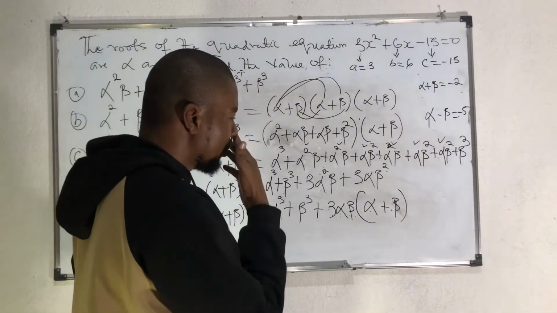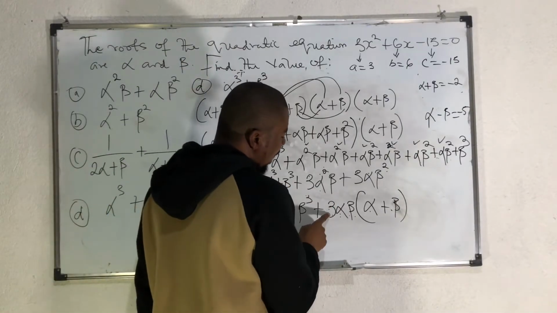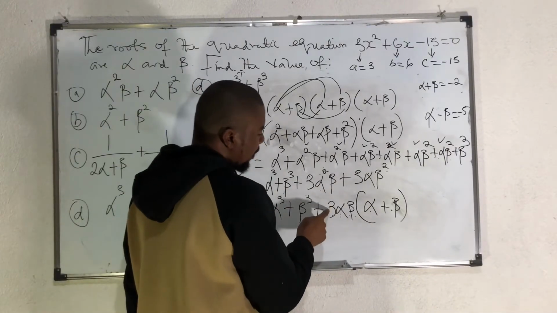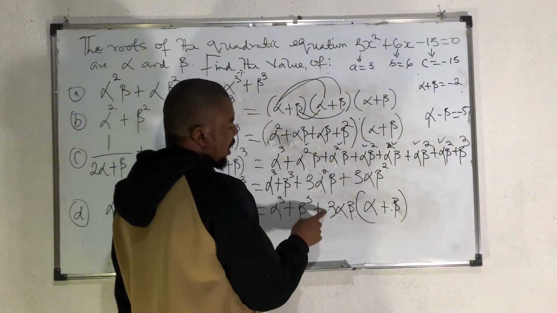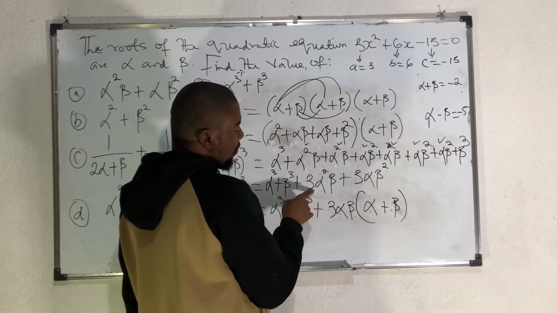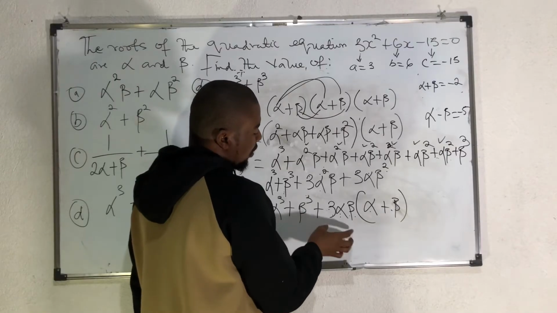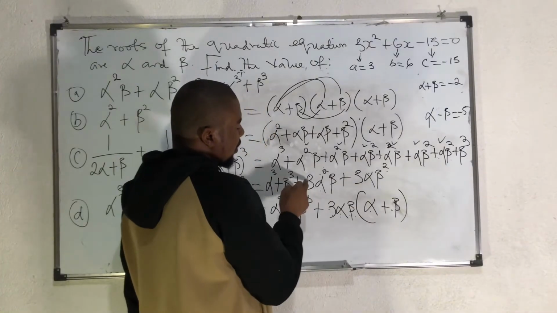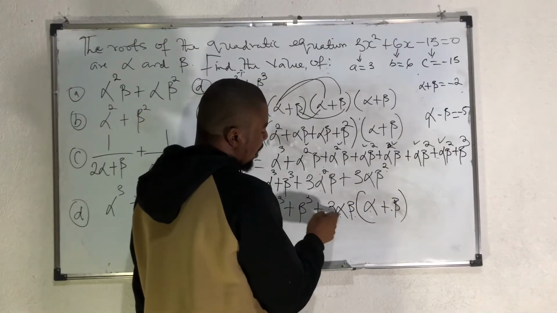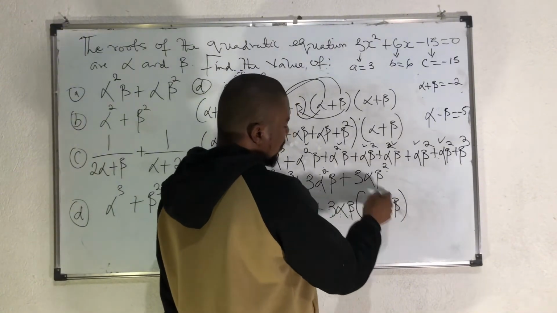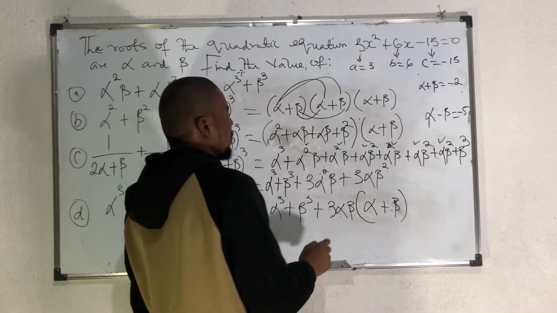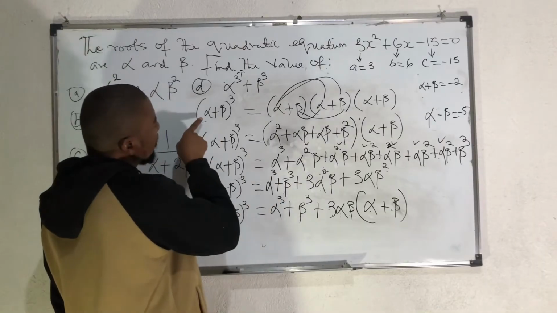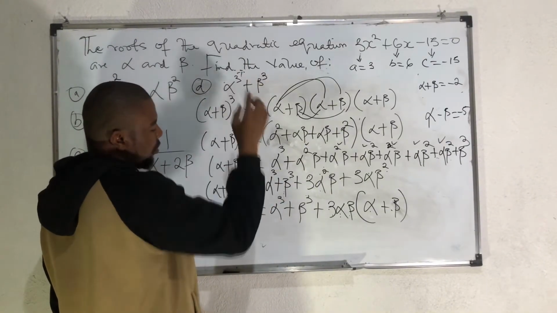Now, let's try to multiply it again to see if we'll get the original expression back. 3 alpha beta times alpha will give you 3 alpha squared beta. And lastly, 3 alpha beta times beta will give you 3 alpha beta squared. So we are actually correct. Now we have this thing here, which is what we're looking for. You see it right here. We expanded this to get everything here.